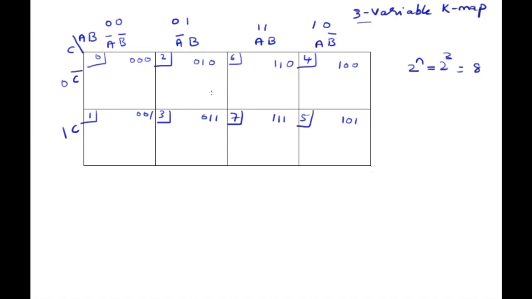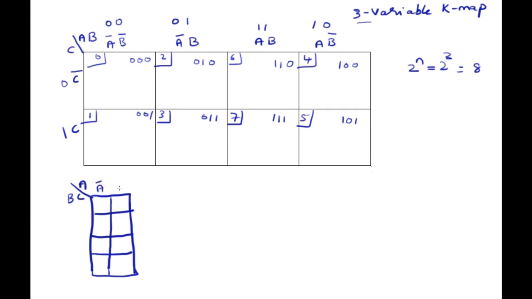And if I draw my 3 variable K-map in this manner, I'll take this to be A and this to be BC, because these are 2 variables that I need to write here. Instead of that I can take AB here and C here. This doesn't matter. All that matters is what you write in the combinations of these cells. So now A, I can write this as A bar and A. This can be written in the format of B bar C bar, B bar C, B C, B C bar.